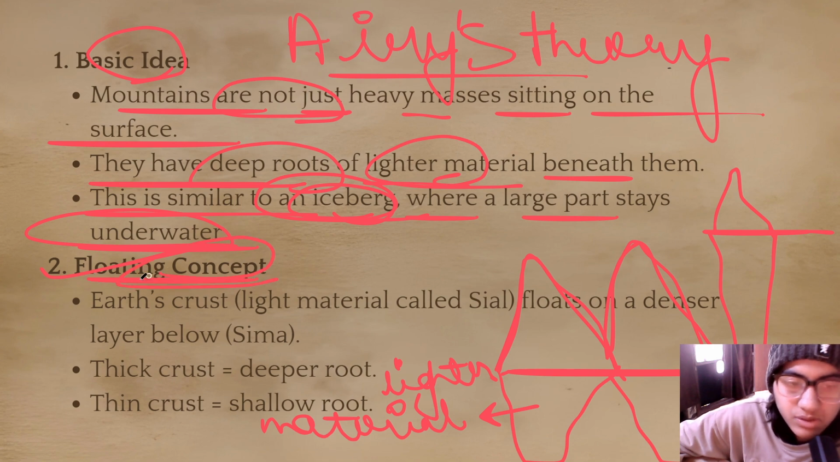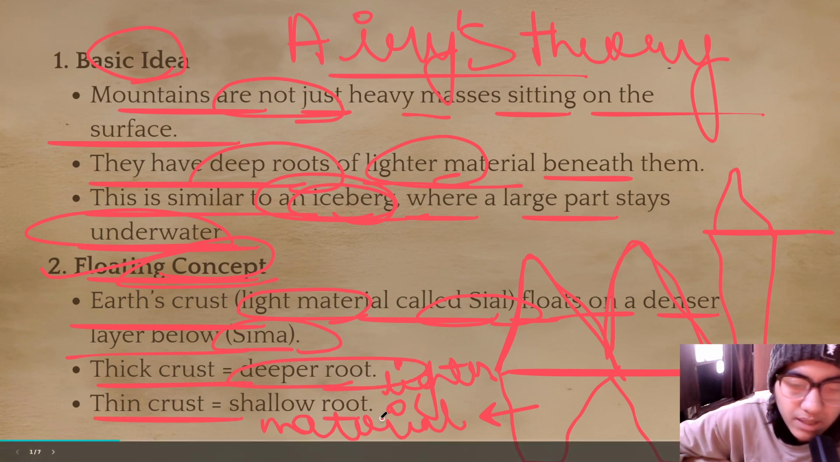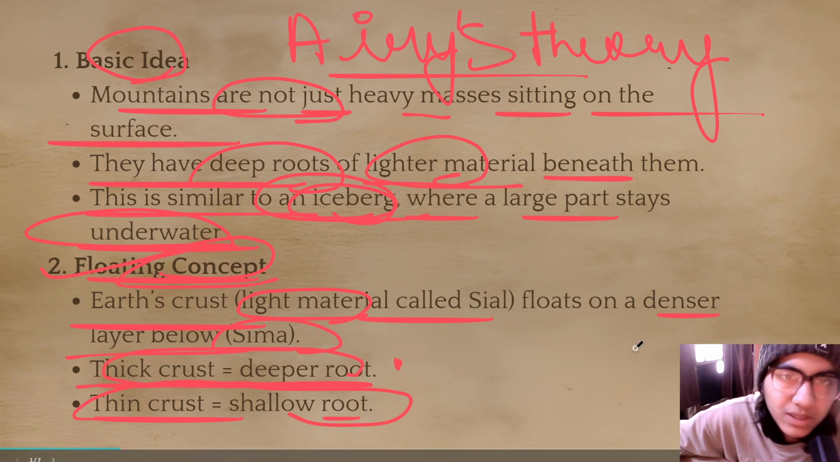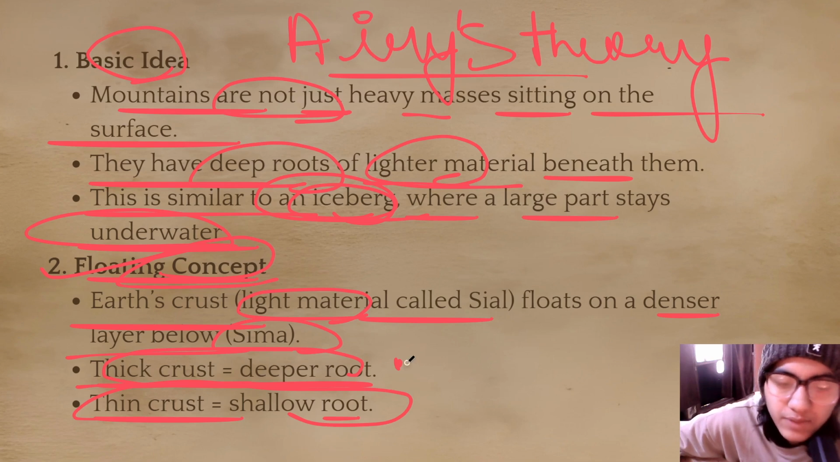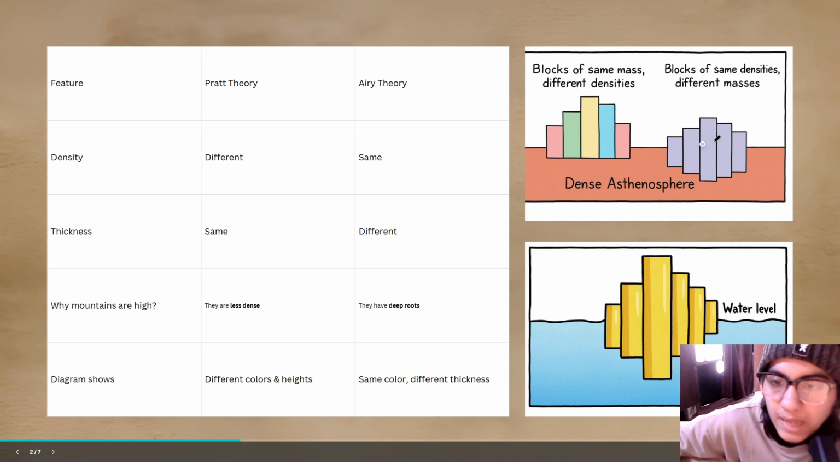Floating concept. The earth's crust, light material called sial, floats on a denser layer called sima. Thick crust, deep root; thin crust, shallow root. So if the mountains are thicker above the crust, they have deeper roots, but if they are thin above the crust, they have shallow roots. Now here are interesting diagrams and a table explaining these diagrams. I will cover this later.